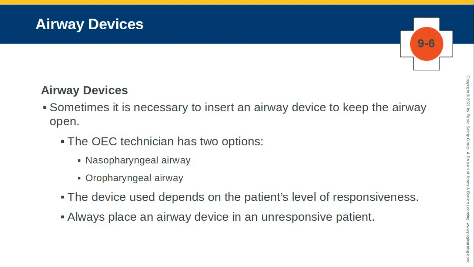Now, additionally, we have a couple of options to keep the airway open. These are adjuncts. The nasopharyngeal airway, think about that anatomically. It's going to go through that space behind the nose, and the oropharyngeal airway going into that space or that cavity behind the patient's mouth. Now, the choice just depends on their level of responsiveness, and we always want to maintain the airway in an unresponsive patient with one of these adjuncts.